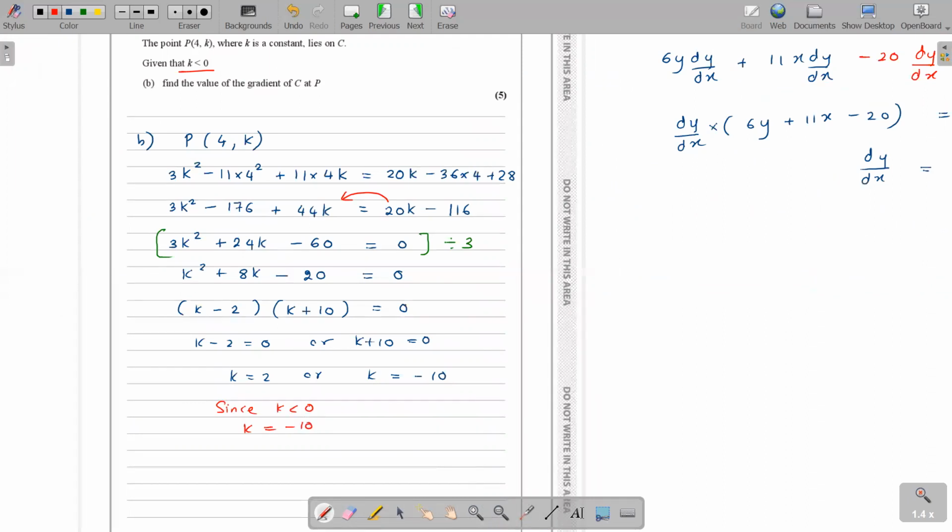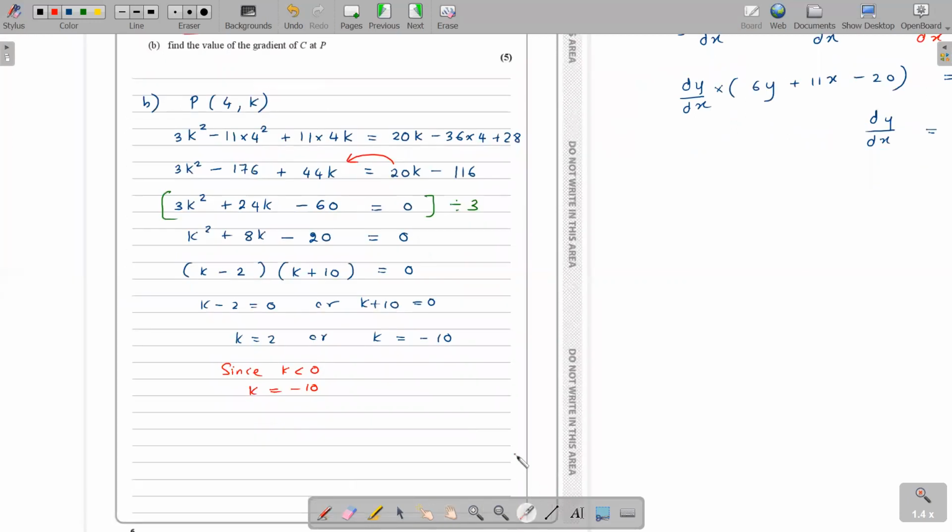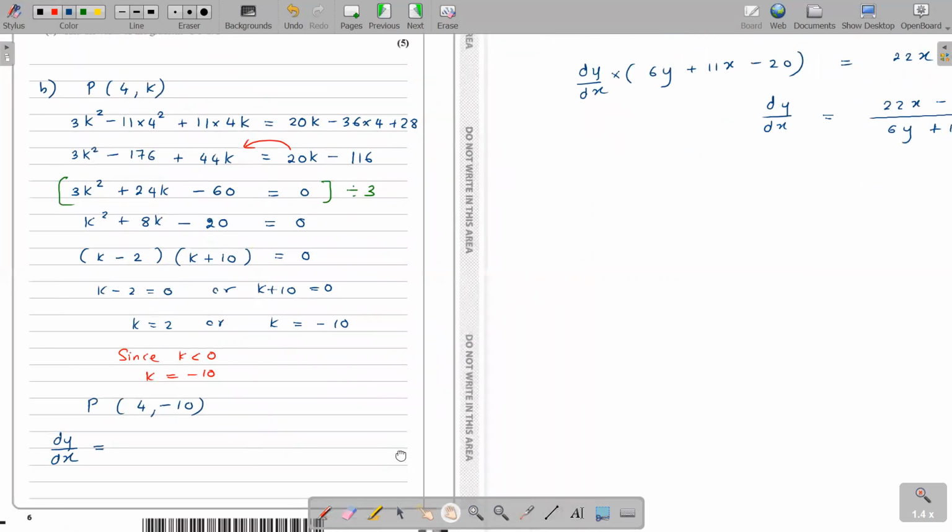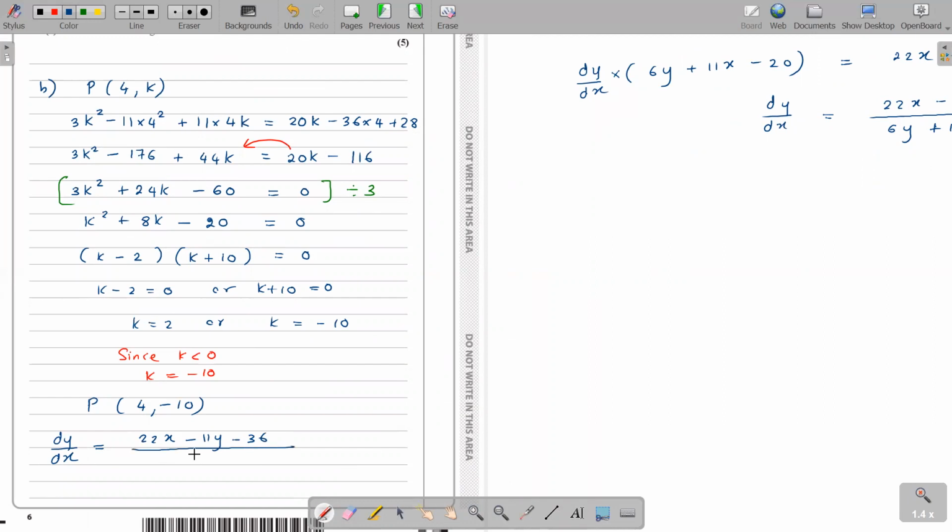And they're asking you to find the gradient of the curve at P, right? So basically the gradient dy by dx is already found in part A. All you have to do is what? Substitute the gradient at where? The P coordinate is now 4 comma minus 10. So you have to get the dy by dx at 4 comma minus 10, isn't it? So replace dy by dx, the answer was what? Remind me again. 22x minus 11y minus 36 over 6y.